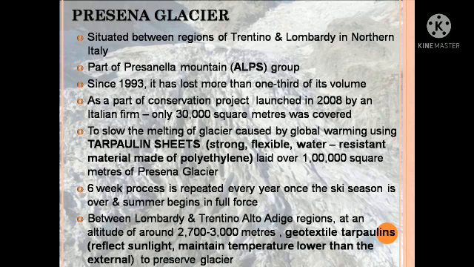This is the largest area which is covered, because previously Austrian glaciers were also covered, but they are confined to a smaller region. So between the Lombardy and Trentino Alto Adige regions, at an altitude of 2,700 to 3,000 meters, the geotextile tarpaulins have the uniqueness of reflecting sunlight, and they maintain a temperature lower than the external one in order to preserve the glacier from global warming.